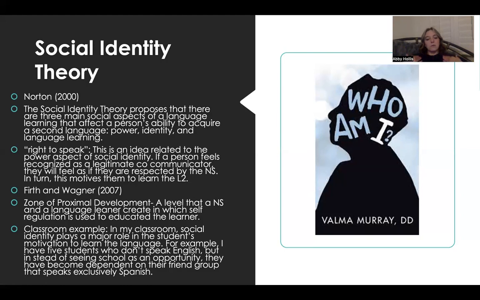And this is on the emotional side, where the emotional and social field intersects with the study of second language acquisition. And those 3 aspects are power, identity, and language learning. And so for me, this really struck me because I do see this in my students. My classroom example was that in my classroom, social identity plays a major role. For example, I have 5 students who don't speak English.